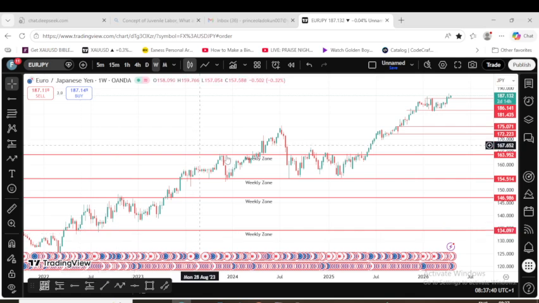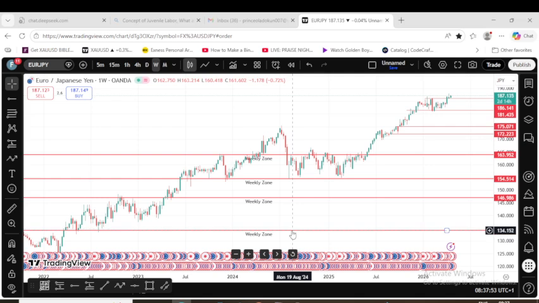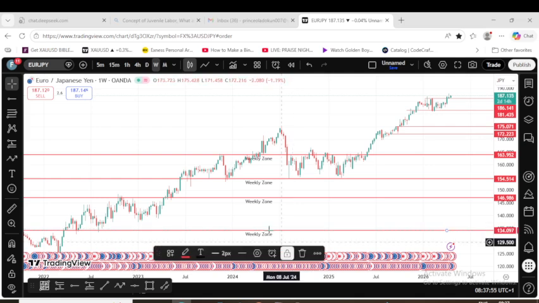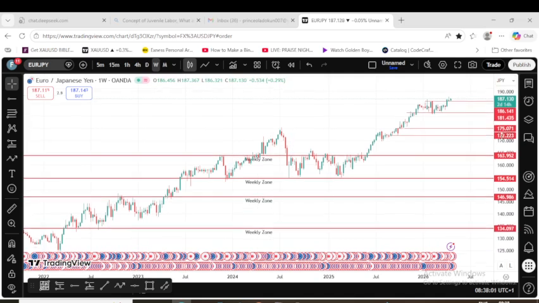So initially, what we did in the first video was to identify our zones on the weekly time frame and then on the daily time frame. So now we're back on the weekly time frame, and next we're going to identify our trend lines. So let's see what trend lines we can see on this weekly time frame.